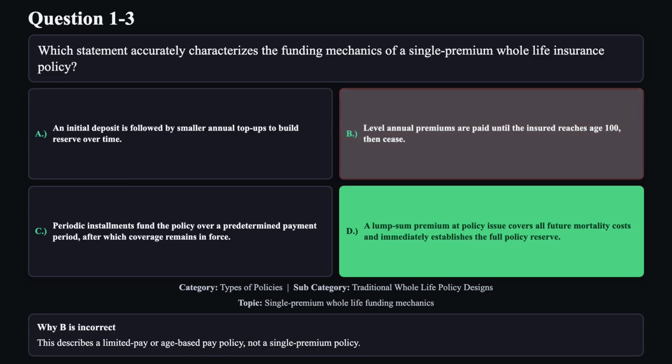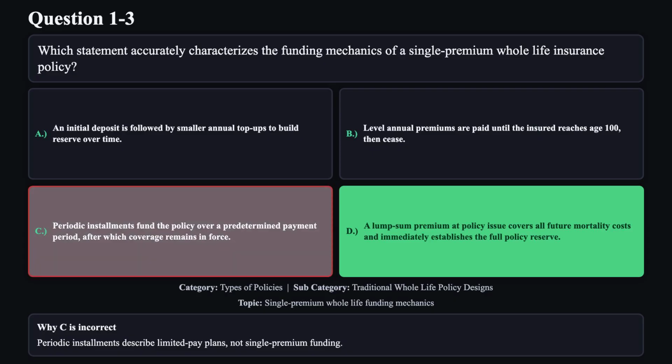Reason B is not correct. This describes a limited pay or age-based pay policy, not a single premium policy. Reason C is not correct. Periodic installments describe limited pay plans, not single premium funding.